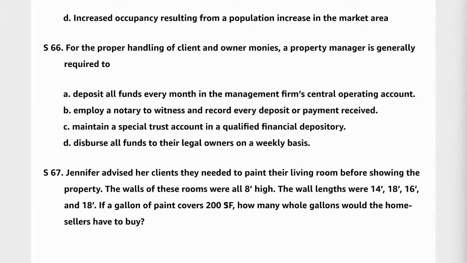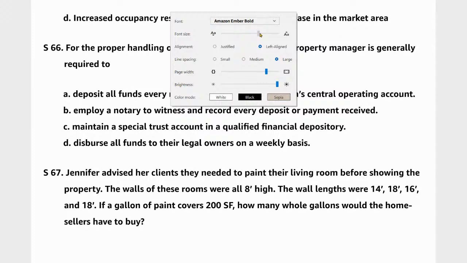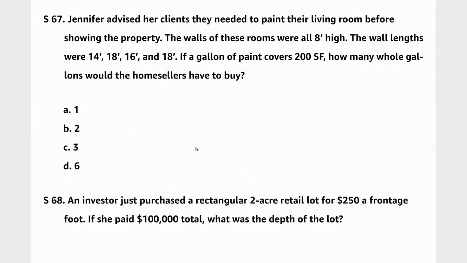Very good. Number 67. I have a feeling that's going to be a long question. Oh, no, not too bad. Numbers. Okay. Number 67. Jennifer advised her clients they needed to paint their living room before showing the property. Okay, so Jennifer is a listing realtor, right? The walls of these rooms were all 8 foot high.